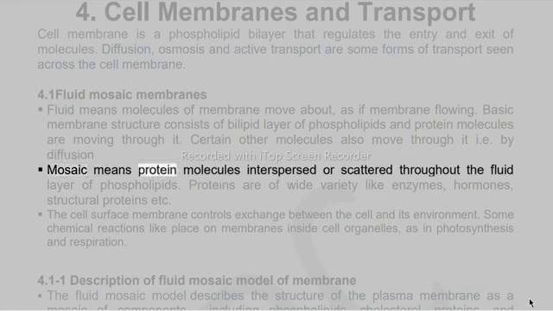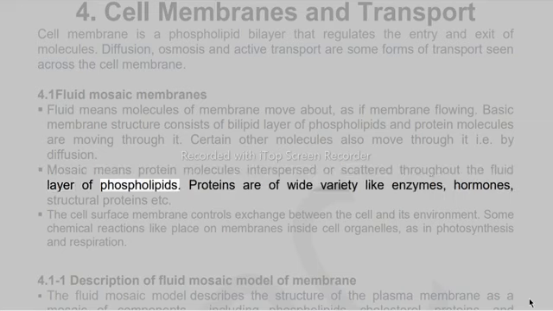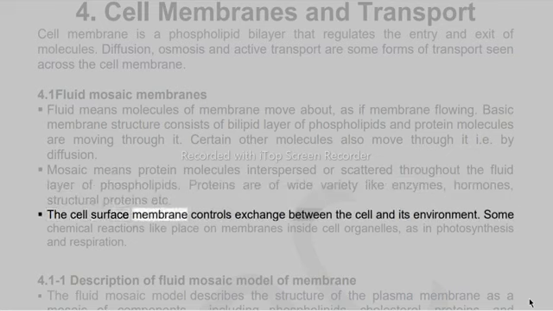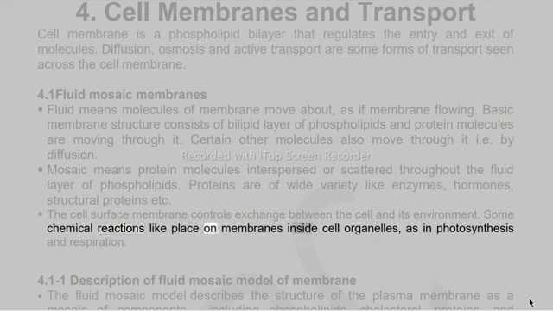Mosaic means protein molecules interspersed or scattered throughout the fluid layer of phospholipids. Proteins are of wide variety, like enzymes, hormones, structural proteins, etc. The cell surface membrane controls exchange between the cell and its environment. Some chemical reactions take place on membranes inside cell organelles, as in photosynthesis and respiration.